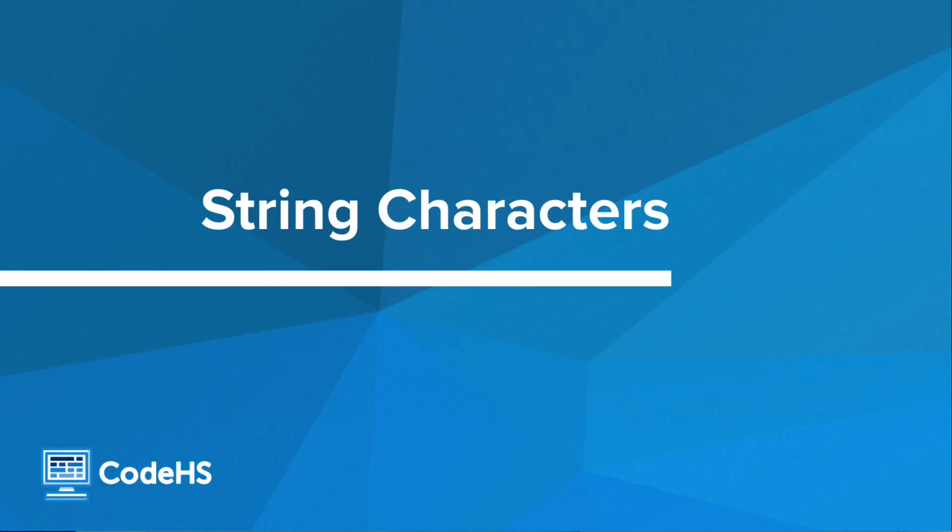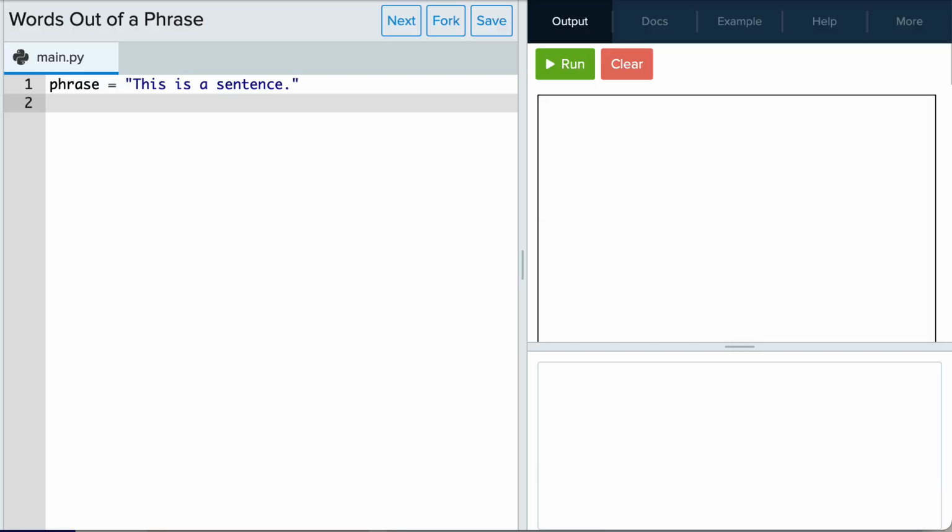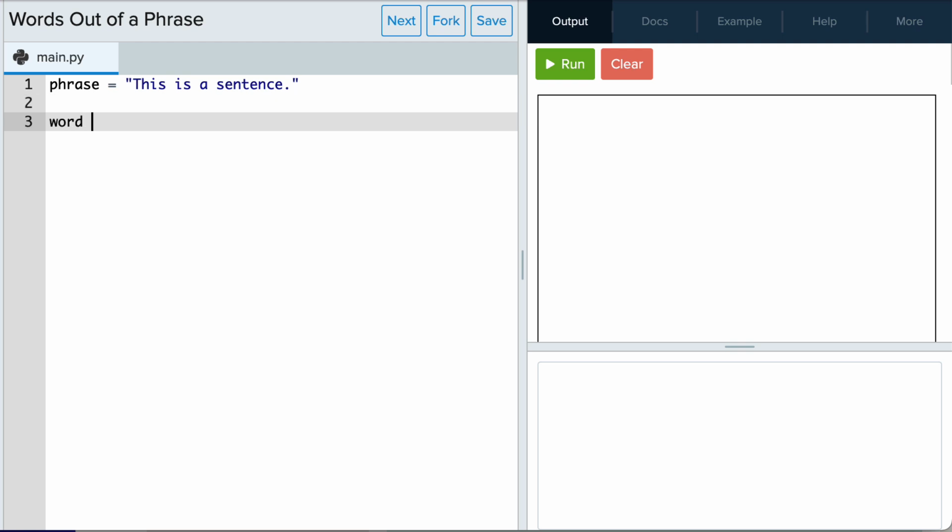Let's take a look at an example in the editor. In this program, we're going to use the letters in a phrase to create a new word. To start, we have a variable called phrase. We want to use the letters in the phrase to create a new variable called word.